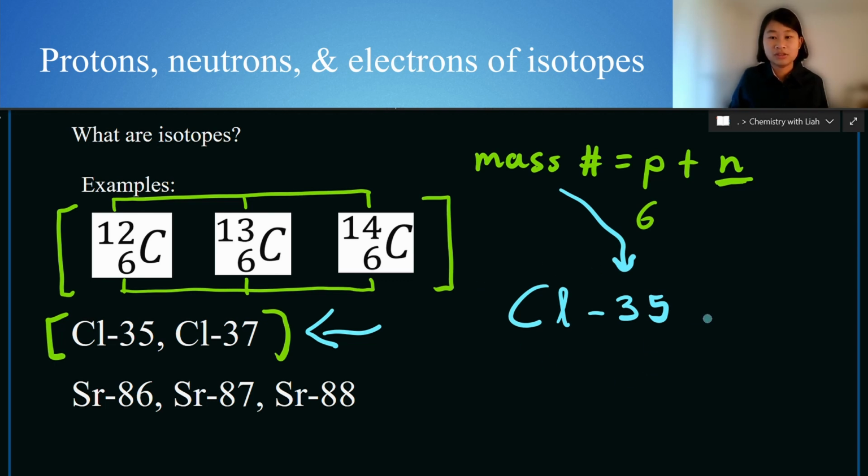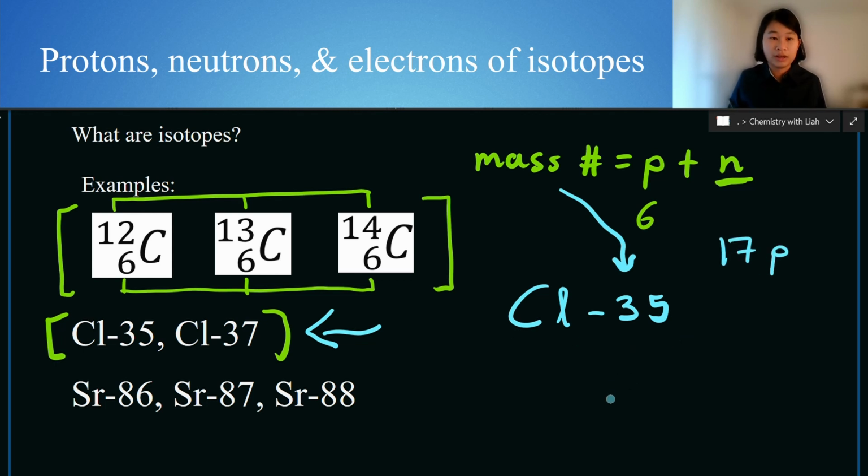Now, in this case, no atomic number is given. No number of protons is listed. That is because you can always tell the number of protons by looking at the periodic table. Just look up chlorine, and you'll be able to tell that chlorine has 17 protons.